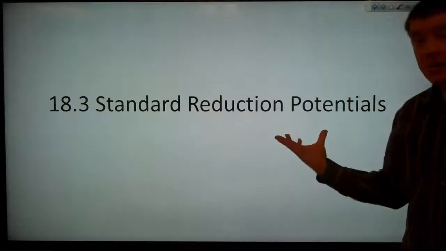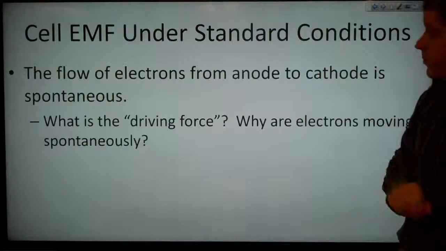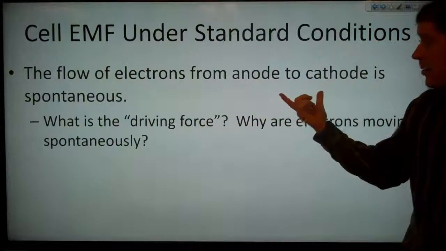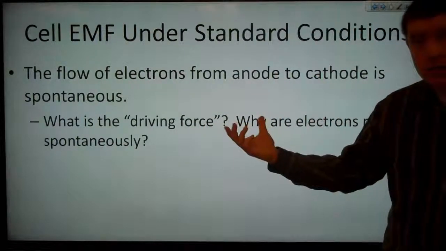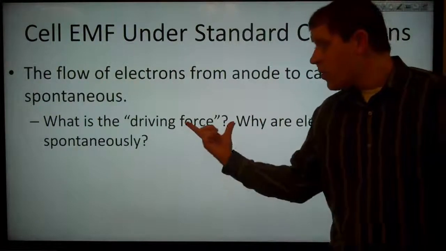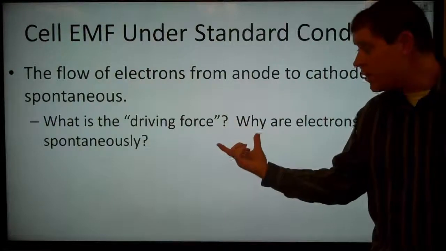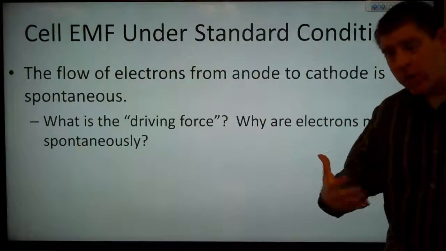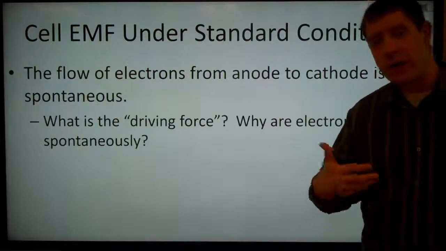Welcome to standard reduction potentials. So, the flow of electrons from an anode to a cathode is spontaneous. If it's not spontaneous, then the reaction doesn't go. But if it is spontaneous, then what is our driving force? Why are the electrons moving? Because there's always got to be some driving force for any process.